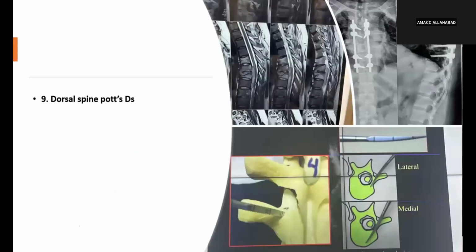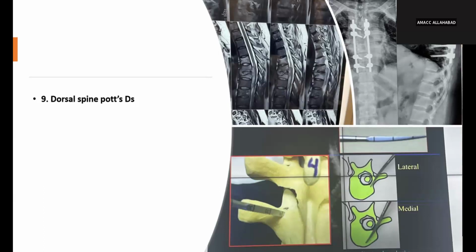Now coming to the dorsal lesion, the most common infective pathology in India is tuberculosis. So this is the D5, D6 level of the spine. This is an epidural abscess. These two vertebrae are eaten up, spondylolisthesis is there, and severe cord compression was there. The patient was having paraparesis, power was 3 by 5.